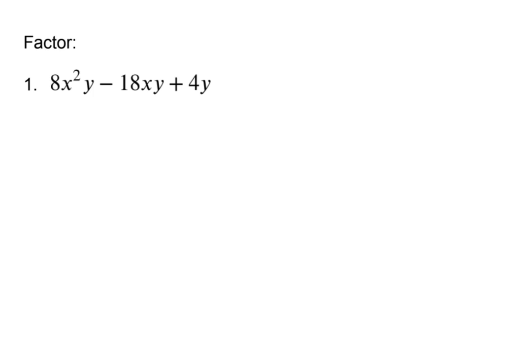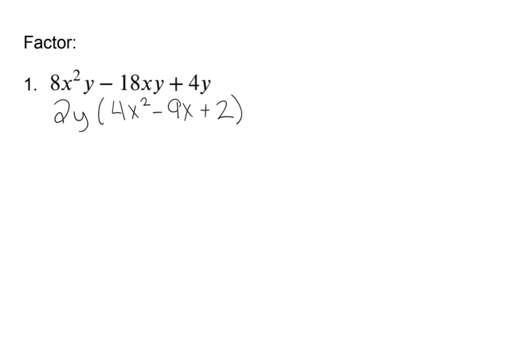In example 1, the first thing I notice is that I have a GCF. And factoring out a GCF is the first step that we are going to do in all these problems if we can. That's true for all factoring. So in this one, I think I can pull a 2, and it looks like I've got a y in everybody as well. So I'm going to pull a 2y out just to get started here. That would leave me with 4x squared minus 9x plus 2.